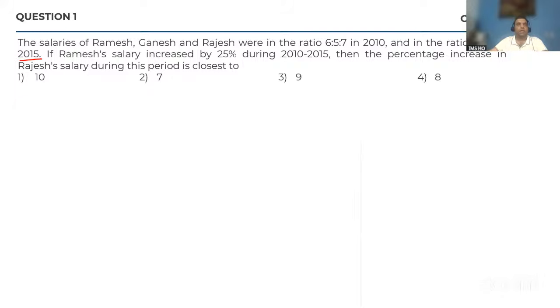It says the salaries of Ramesh, Ganesh, and Rajesh were in the ratio 6:5:7 in 2010, while it is in the ratio 3:4:3 in 2015. Now they're saying that Ramesh's salary is increased by 25% and I need to identify the percentage increase in the salary of Rajesh.